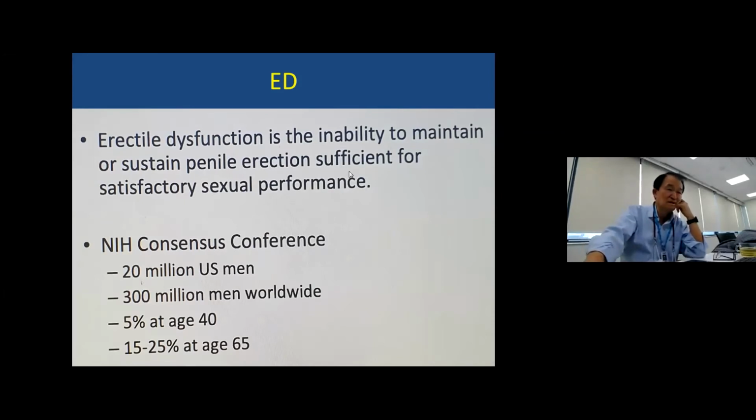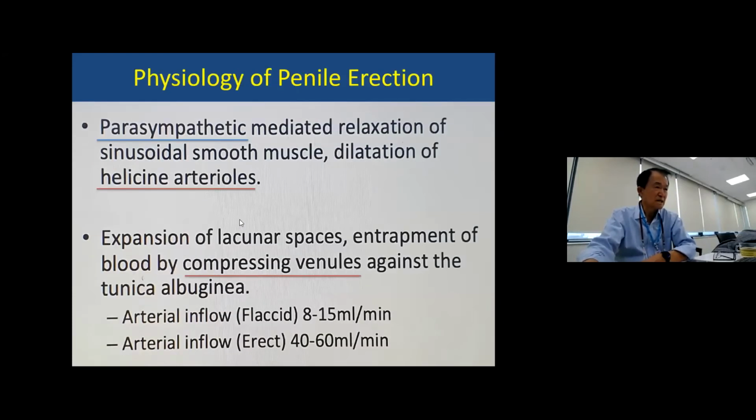Now, erectile dysfunction is a common problem in many of the 20 million American men. We are getting more and more elderly people, and this is old data, but 300 million men worldwide complain of erectile dysfunction. Even 5% at age 40, young age. But at 60, 25%, at 70, 35%, at 80 it's almost more than half.